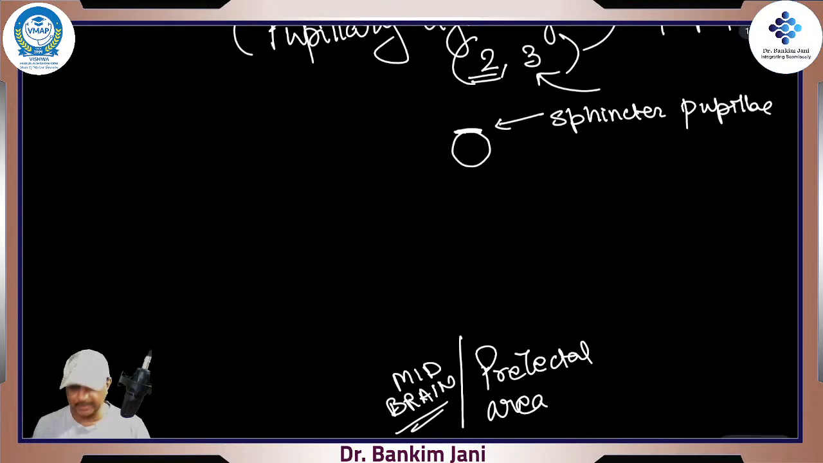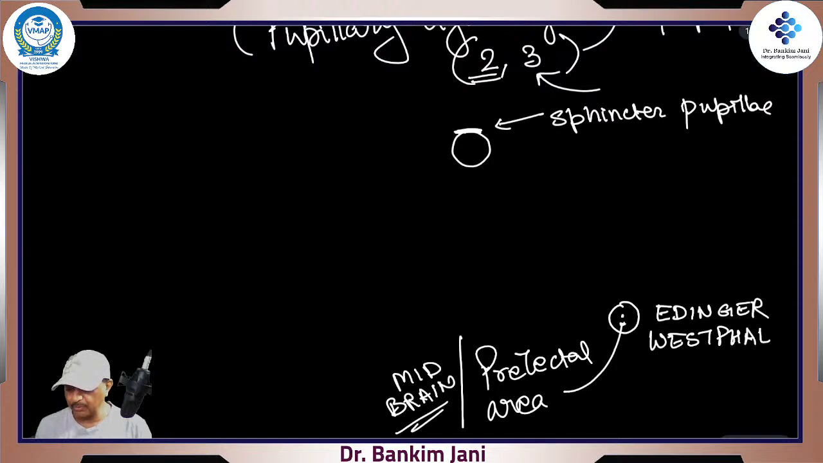And from this, there is one nucleus, right? This is called the Edinger-Westphal nucleus. In the brain, it is a nucleus. When these things are outside, they are called ganglia, right? From here start the fibers, right? Because there is one important ganglion.